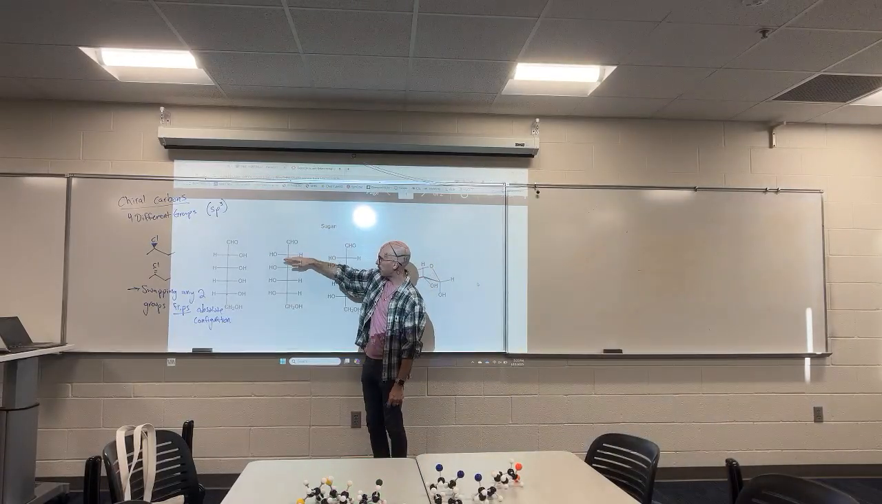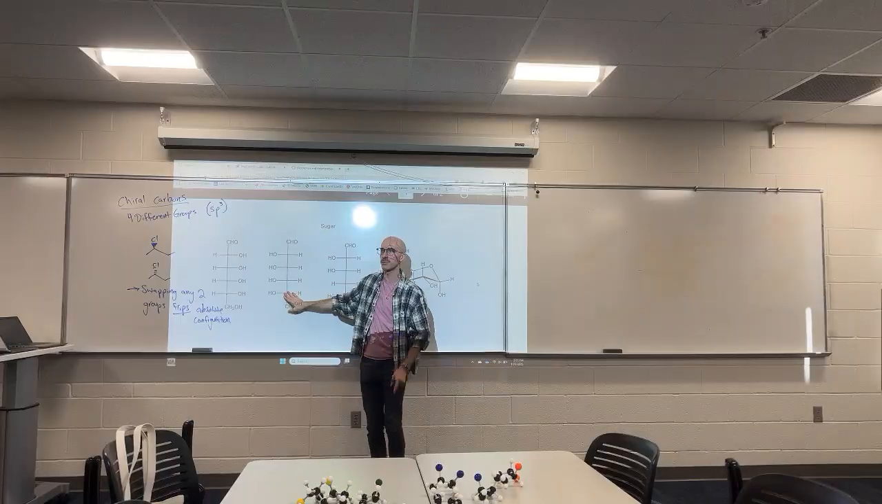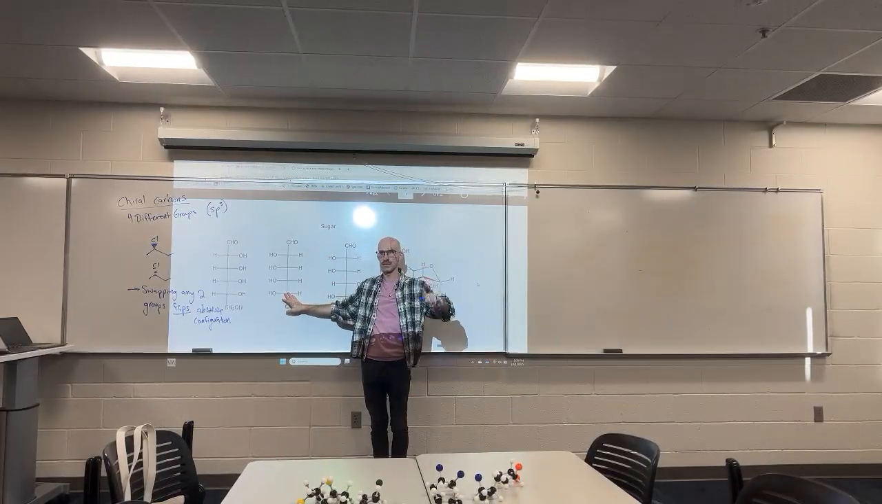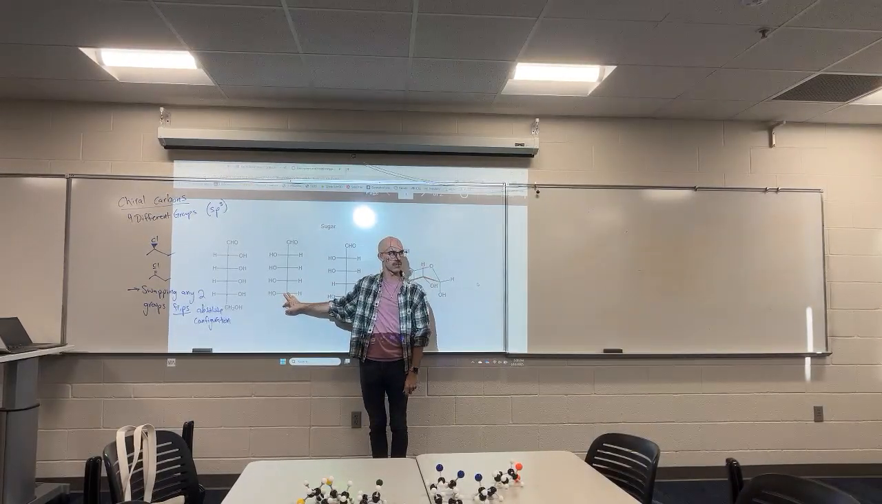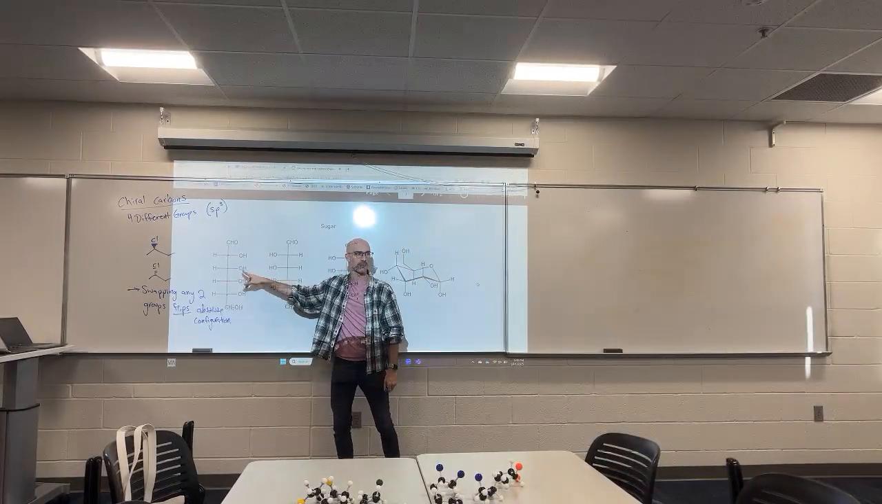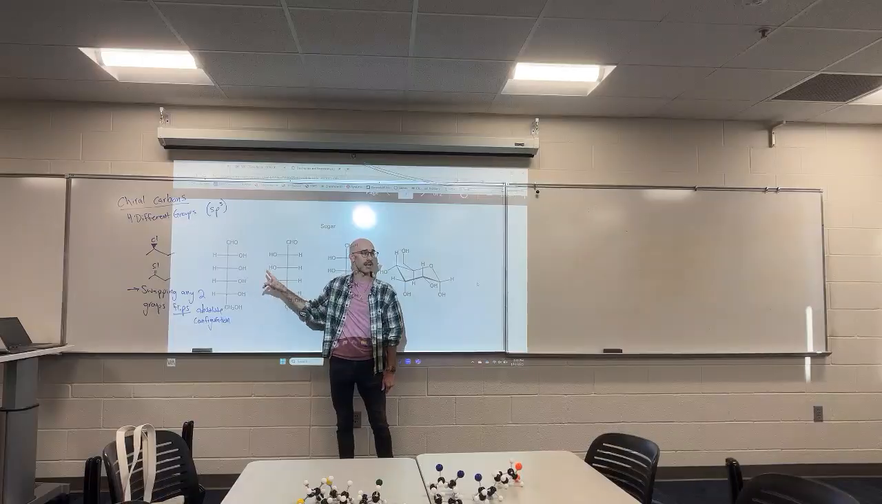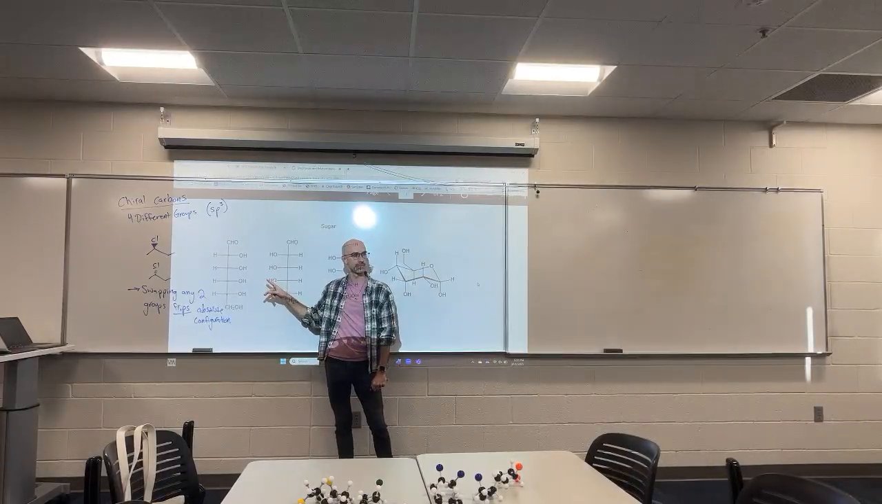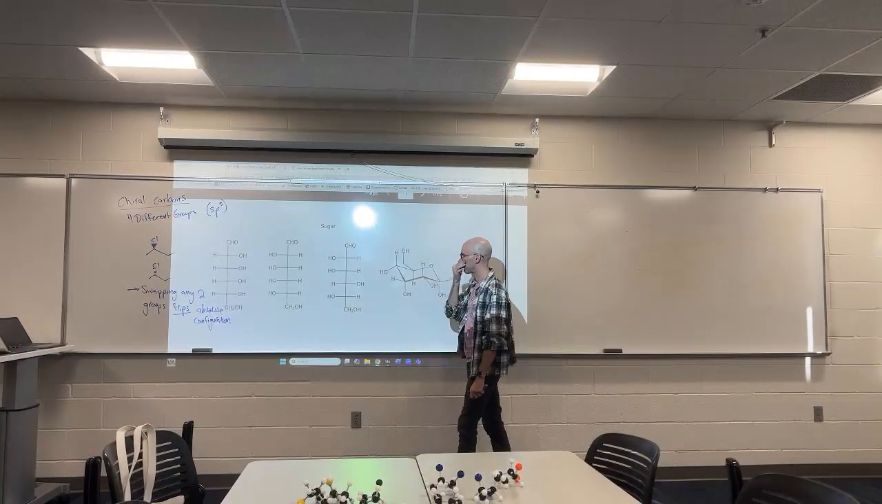Here, every single chiral carbon has swapped only H and OH, which means all of those absolute configurations are different from one structure to the next. Those are not the same molecule. They have a different relationship.